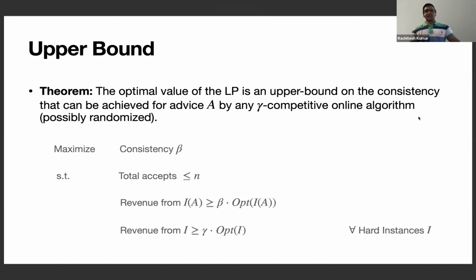The result is that the value of this LP is an upper bound on the level of consistency that any online algorithm can achieve, subject to it also being gamma competitive. Right? And the proof is simple. The decisions of any online algorithm can be converted to a feasible solution of this LP, and then you have the upper bound.